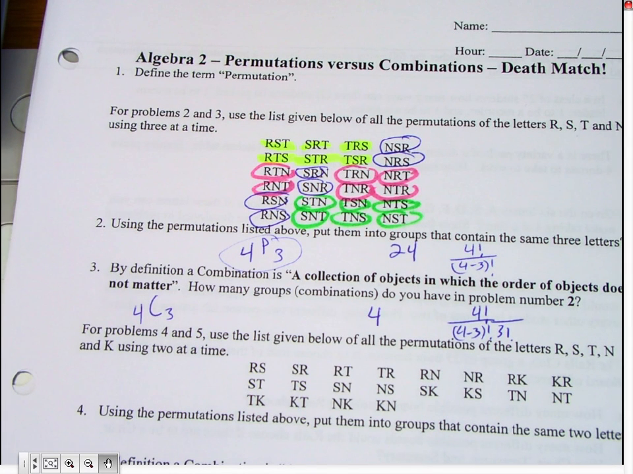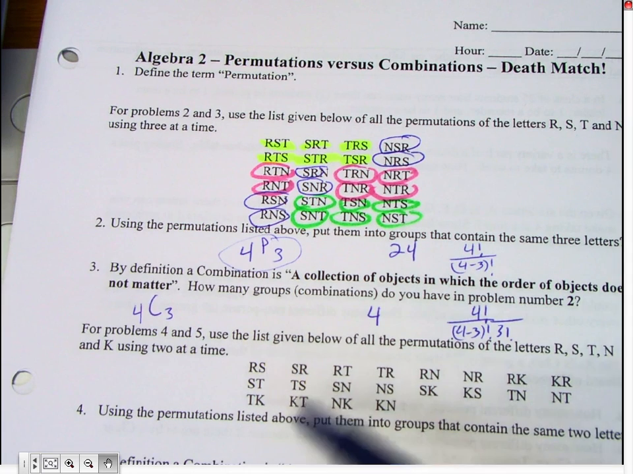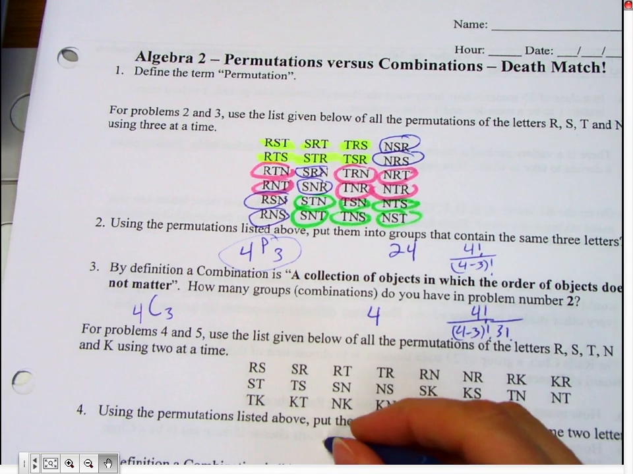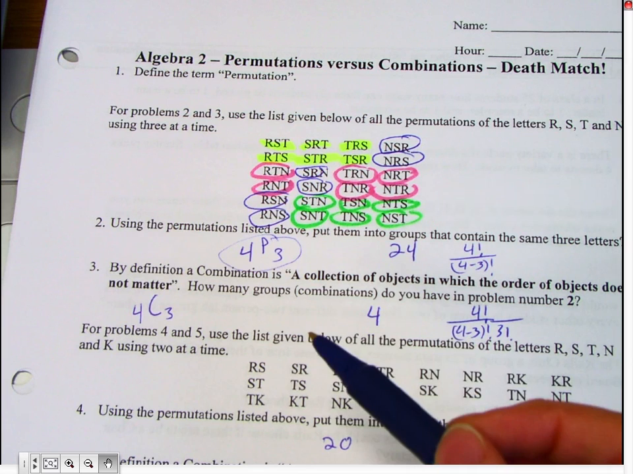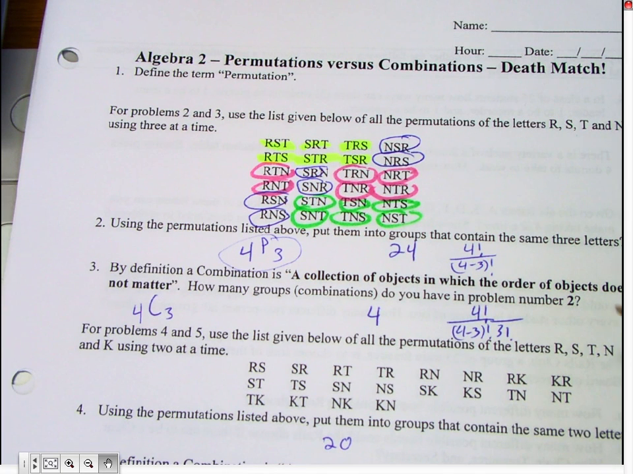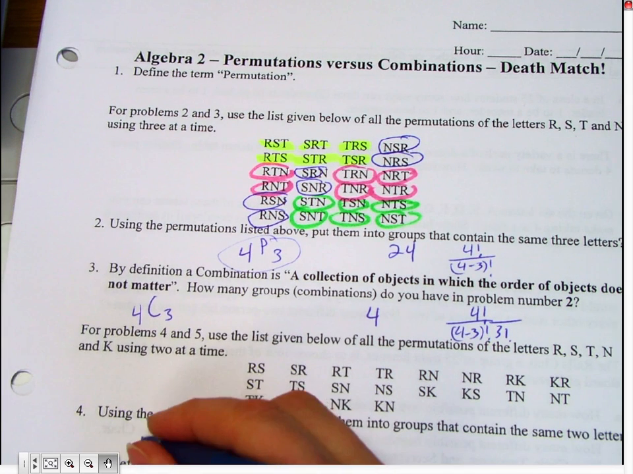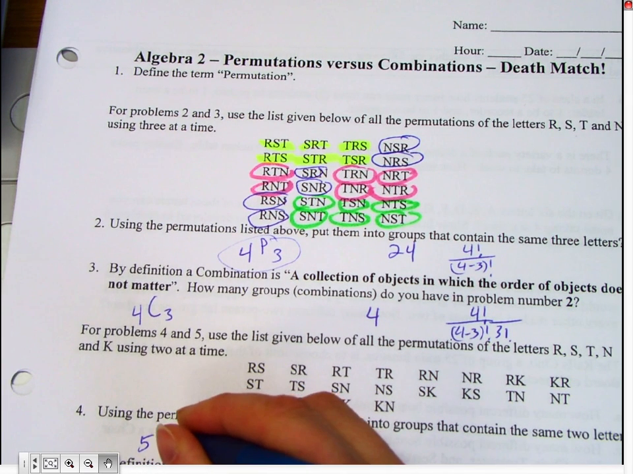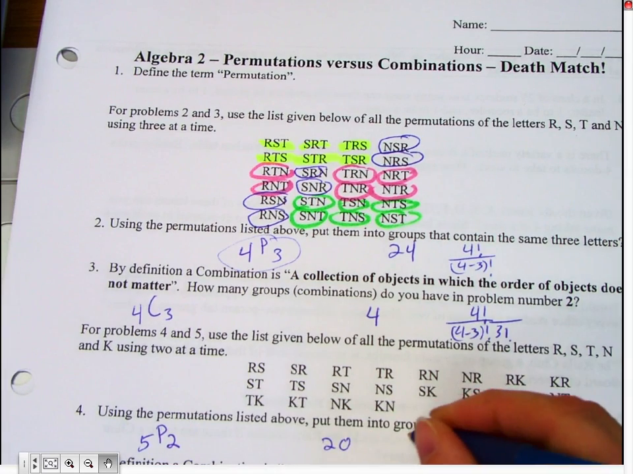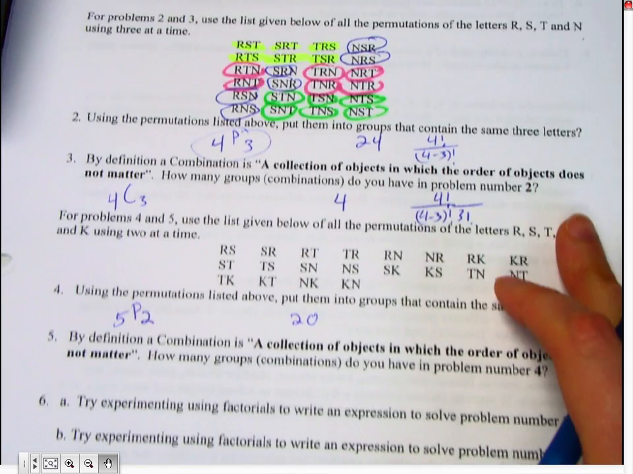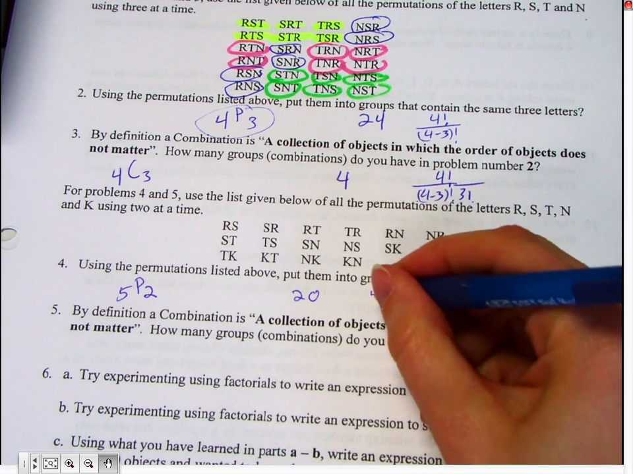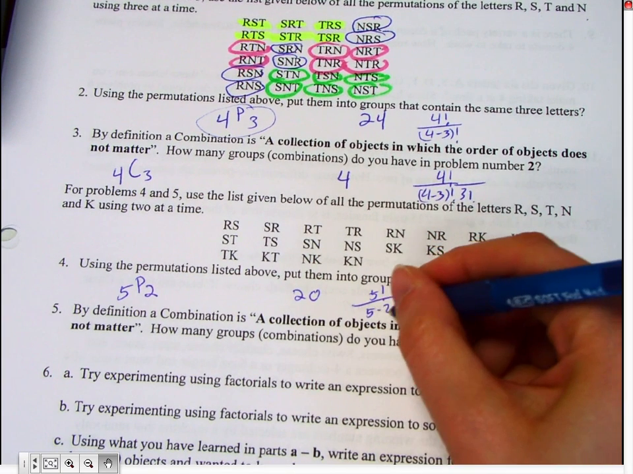So let me read the whole problem. For problems 4 and 5, use the list below of all the permutations for the letters R, S, T, N, and K, but you can only use 2 at a time. So how many of them are there? 20. And how many different letters could we have possibly used? There were 5 possibilities, but we could only make them in groups of 2. So if we didn't want to write them all out, we could have written 5 factorial over 5 minus 2 factorial.